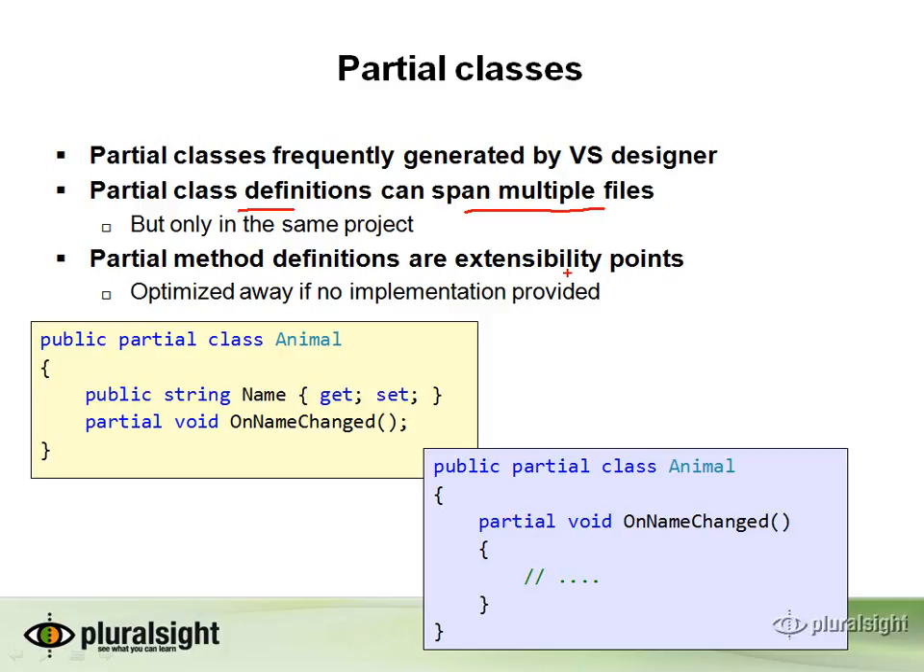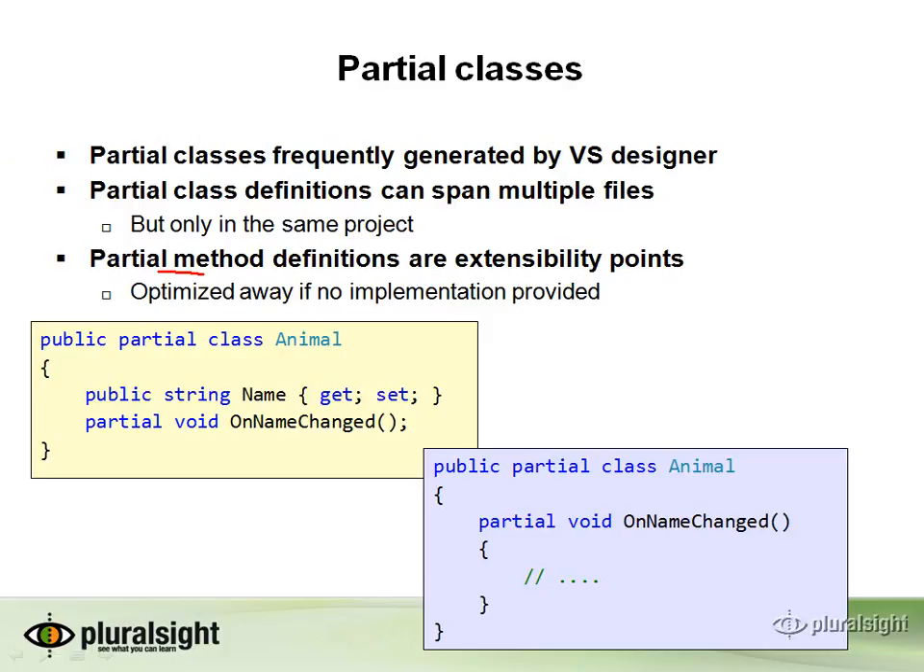and a few properties. And in a different .cs file that is inside of the same project, I can have another definition for animal that includes a different set of properties and methods. When the compiler comes along, it's going to merge those two different sets of properties and methods and static fields and whatever we have defined into a single class definition.